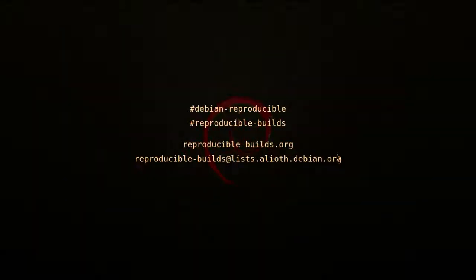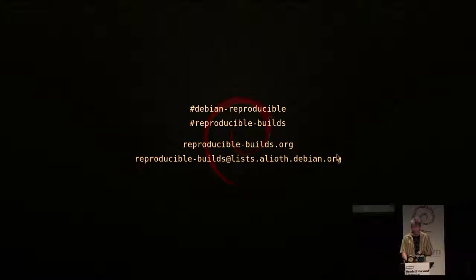We have two IRC channels, Debian Reproducible and Reproducible Builds, both on OFTC, the website and the mailing list. Please come with any questions you have, any help.